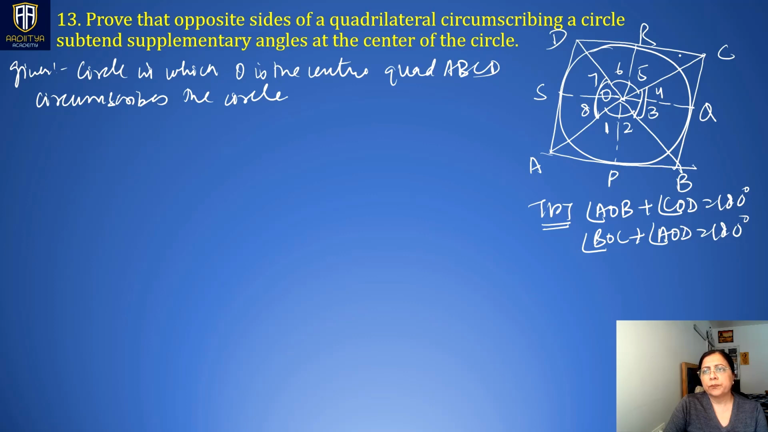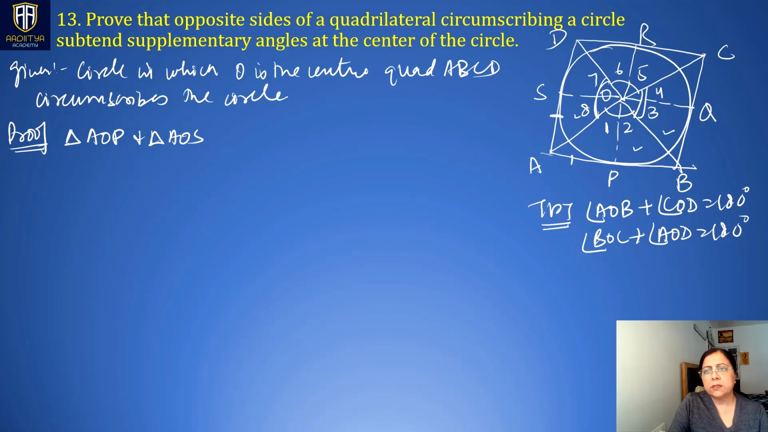Now this is a basic question but seems to be difficult. So I'm starting the proof here. What we have to do is prove these triangles congruent. Starting from here, triangle AOP and triangle AOS. How can we do that?